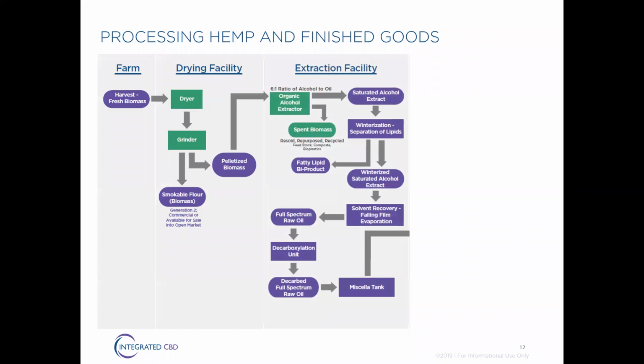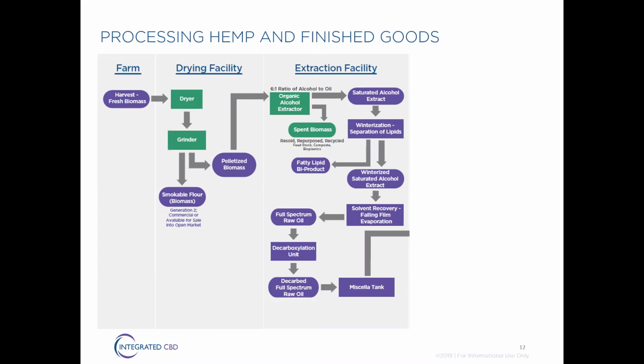Our extraction facilities begin by first subjecting these pelletized biomass particulates to an organic alcohol extraction process. This process results in two different products: a spent biomass, which can be resold, repurposed, and recycled as deemed fit, or a saturated alcohol extract containing the full profile of cannabinoids and terpenes, as well as various other constituents. Commonly, this saturated alcohol extract is again processed through a process called winterization for the sake of separating out those fatty lipid byproducts.